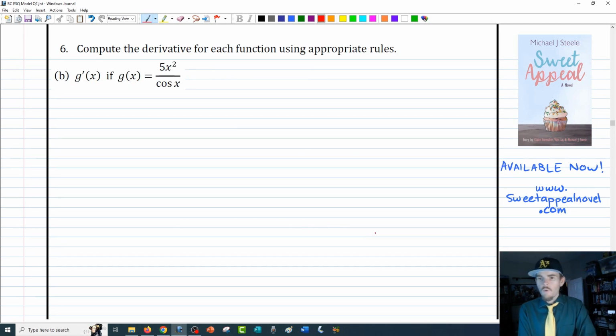Our second derivative, once again, does not tell us which derivative rule to use. We have to read the structure of the problem. And looking at this, I can see pretty clearly that I've got a function divided by another function. So I'm thinking quotient rule. Like for sure, I'm thinking quotient rule.